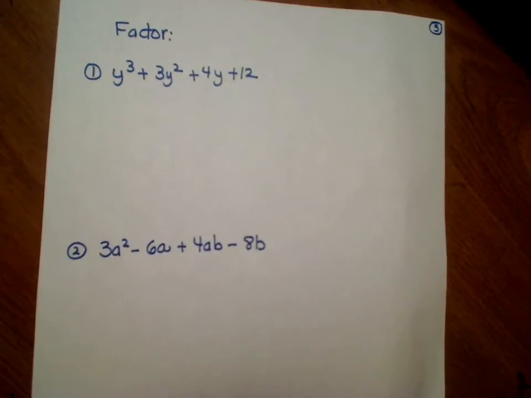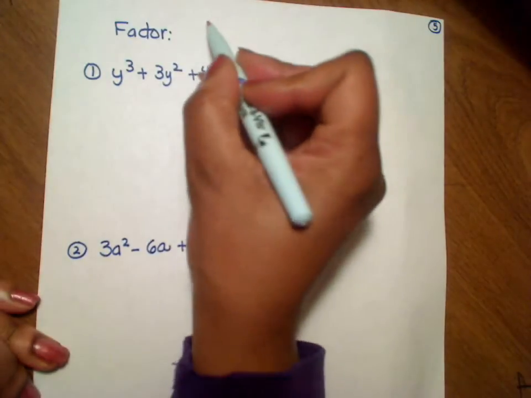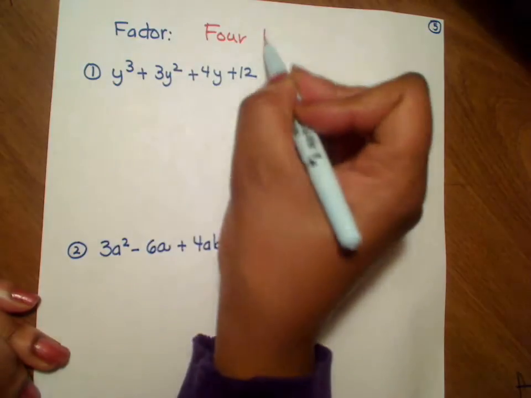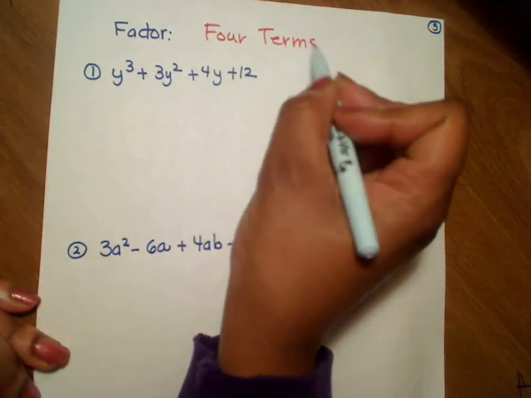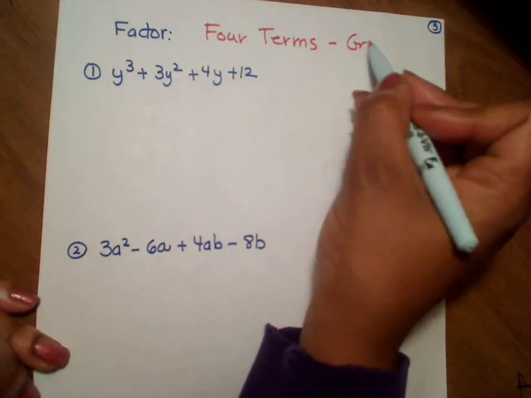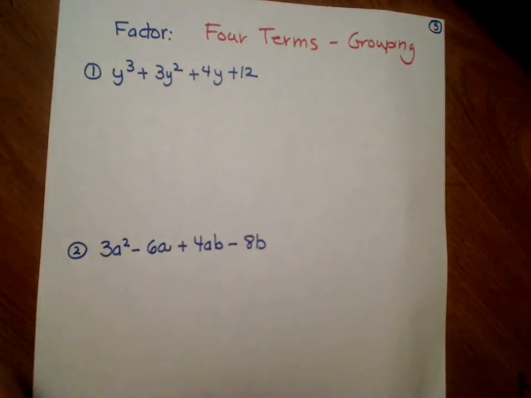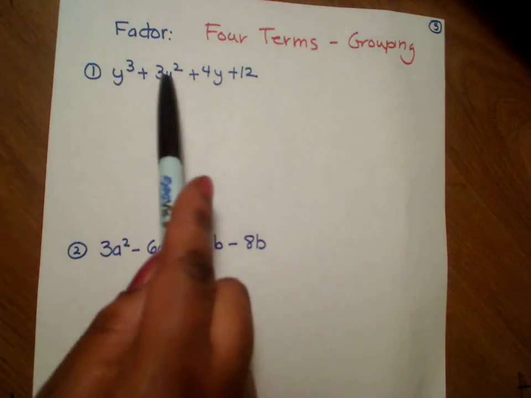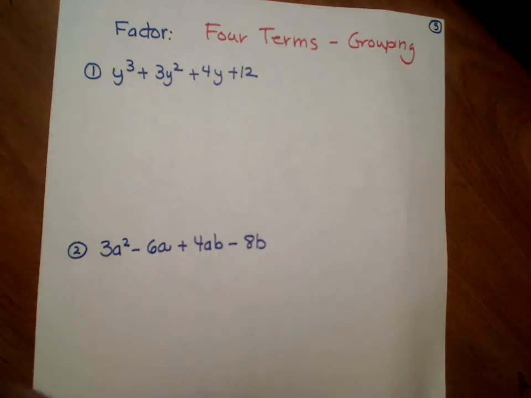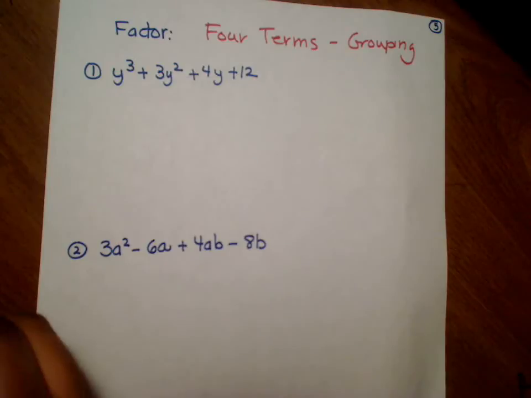Now, for the very last one, what do we do when we have 4 terms? Remember we said whenever you have 4 terms, what you're going to do is you're going to do something called grouping. So I'm going to do the grouping method, and I do have 4 terms, 1, 2, 3, 4. So what I'm going to do first is that I'm going to put them in groups of 2.